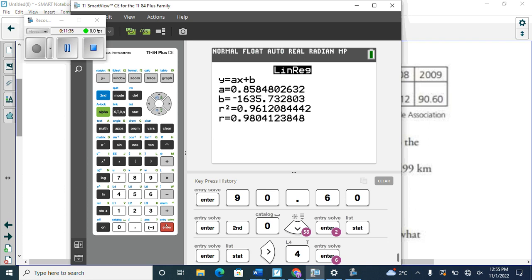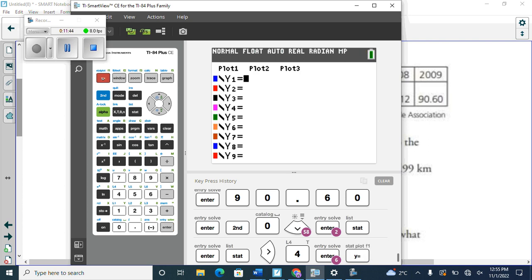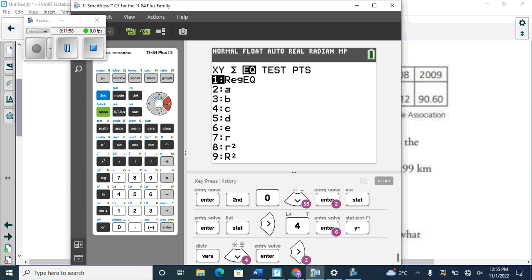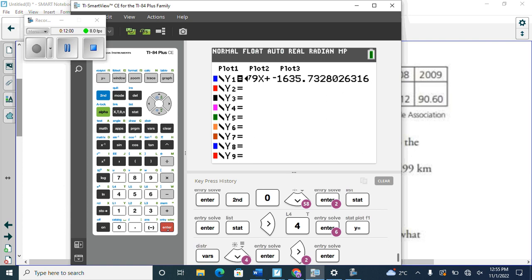So it says here, you want to send the regression equation to y1 by pressing y equals. So after you do this, you're going to press y equals. Okay? Then you're going to press vars. It says down here, press vars. Then it says number 5, statistics. Then you're going to go over to equation. And you're going to have an equation in your y equals. Does everyone have that with the older calculators? So vars, down to statistics, over to equation, and hit enter.